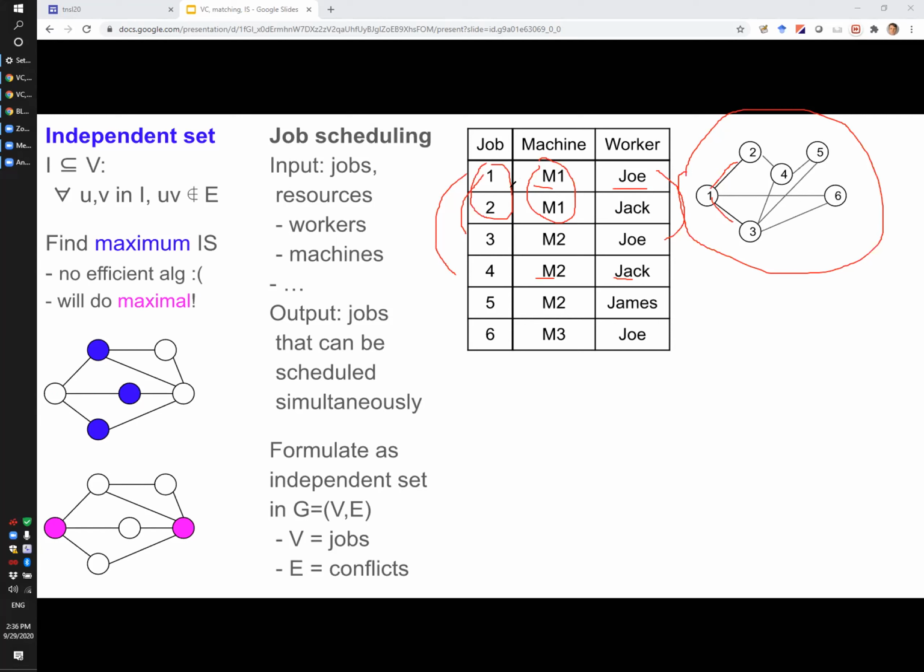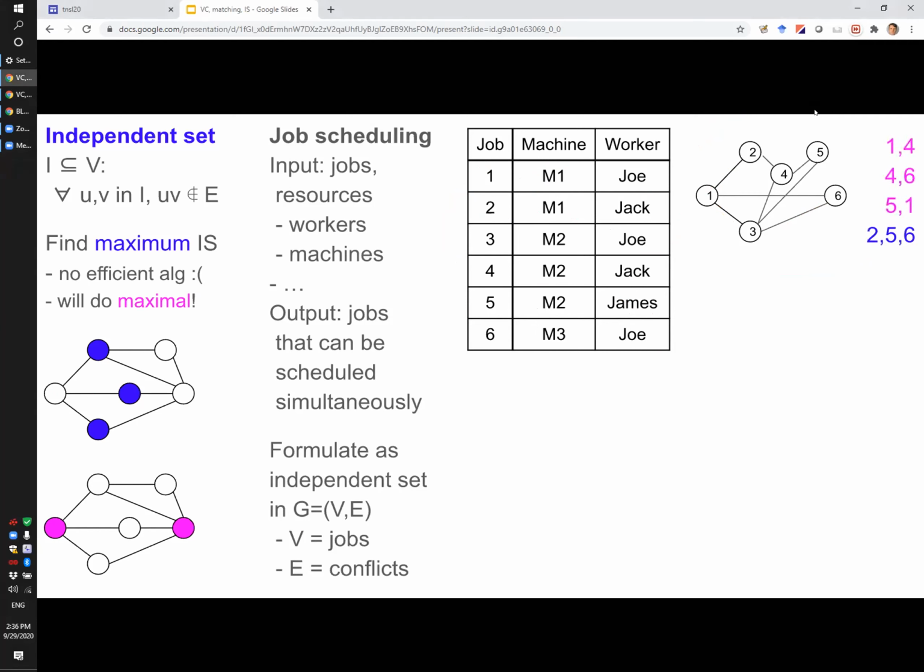You check the pairs of jobs one by one, and now 5 and 6 seem compatible. Different machines, different people. I don't know, 3 and 6. There is an edge between them. Why? Because both of them require the same person working, and so on. So you form a graph where the vertices are the jobs and the edges connect conflicting jobs, and you try to find an independent set in such a graph.